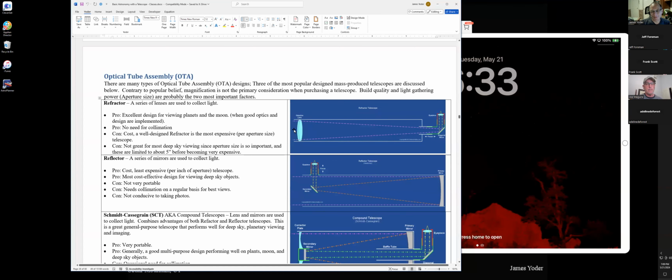It has a big lens in the front, light goes back here, and then there's another lens where the eyepiece is at. You know, there's that diagonal in there. Sometimes you have to have a diagonal, and then the diagonal and the eyepiece, and then you view your object. The nice thing about this design is it basically doesn't need collimation when you buy it. It's supposed to be excellent for viewing planets and the moon if the optics are good.